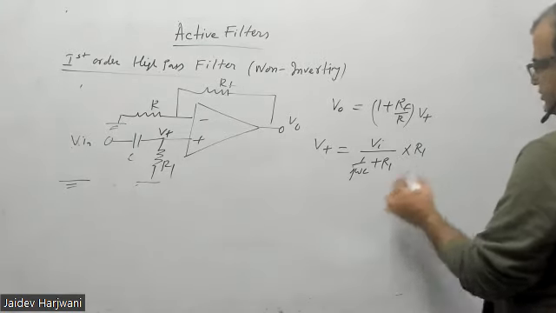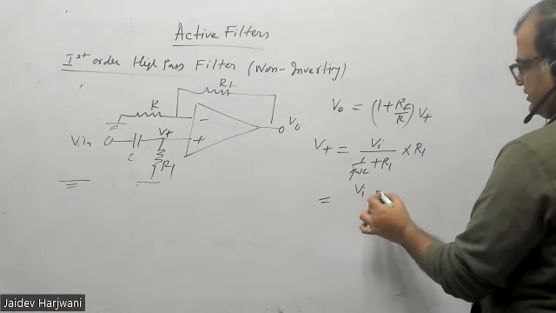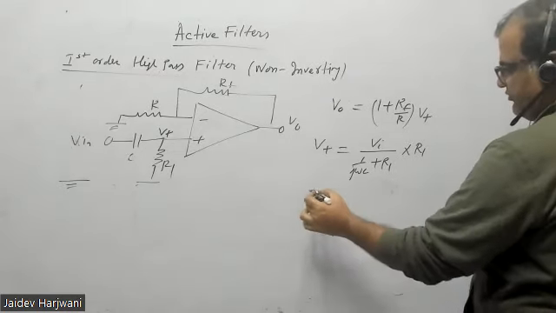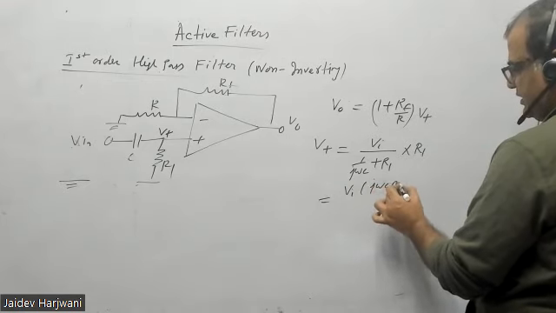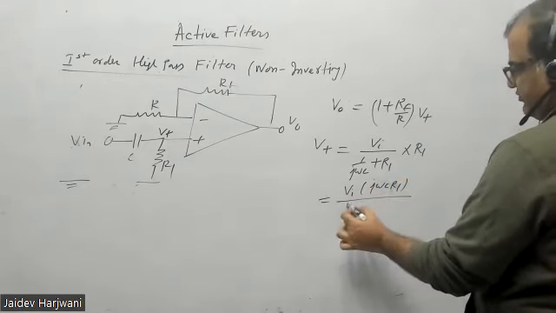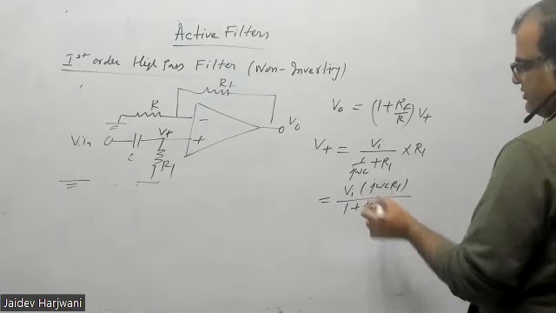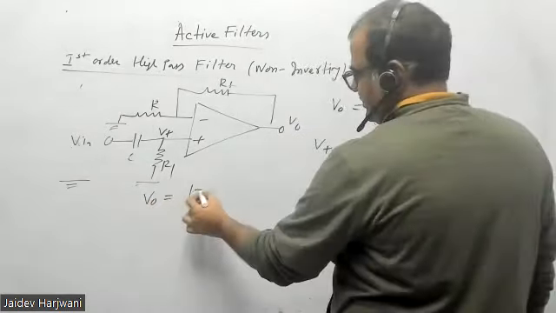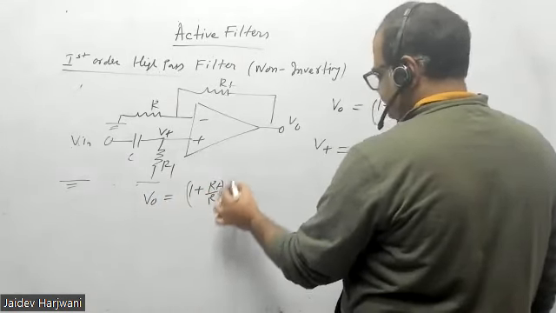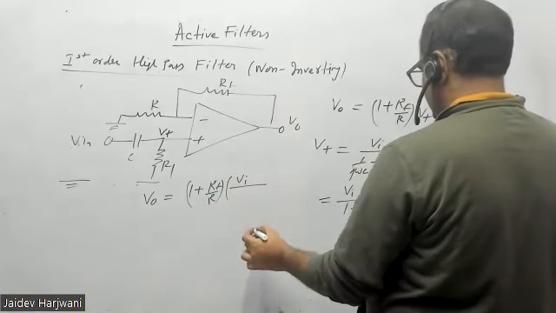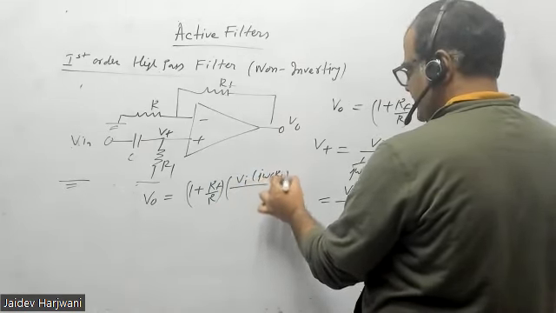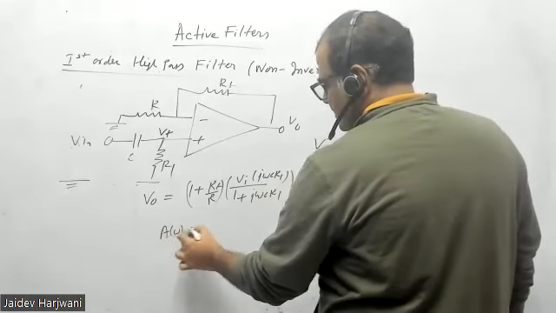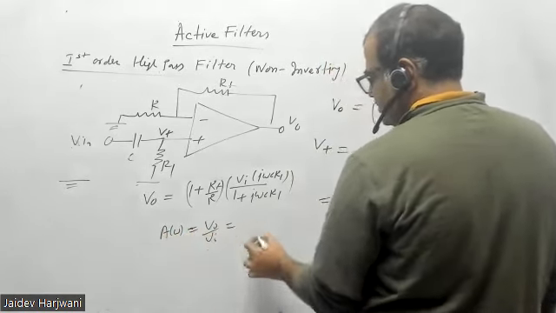So V plus will become V input R1 upon, either you can write like this also, or you can put here J omega C. V input J omega C R1, and this is what? 1 plus J omega C R1. Now put the value here, so your V naught will come 1 plus Rf upon R, V input, J omega C R1 upon 1 plus J omega C R1. Okay, and gain formula will be V naught by V input.